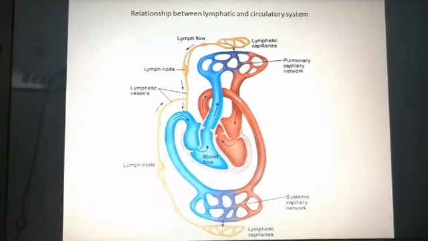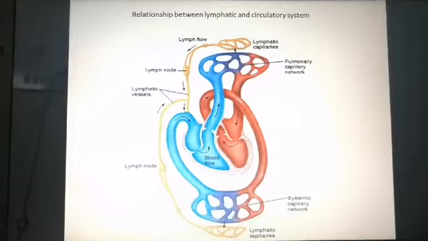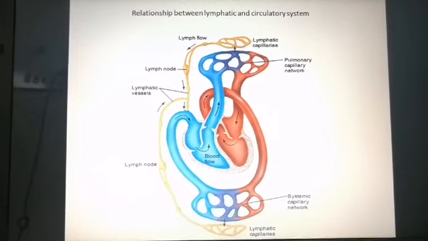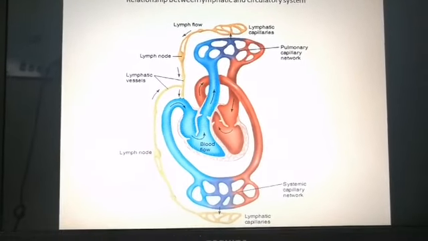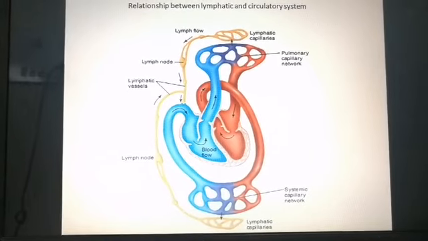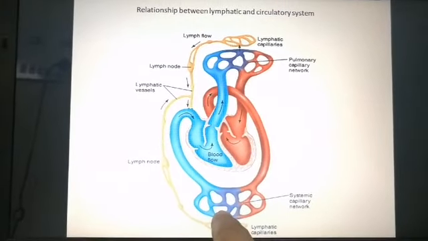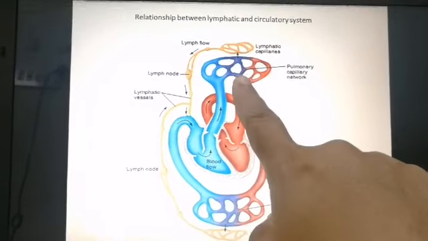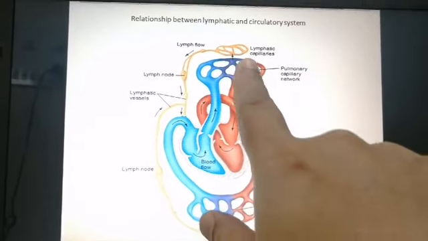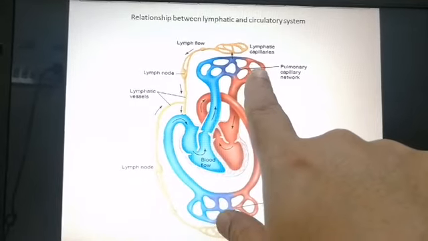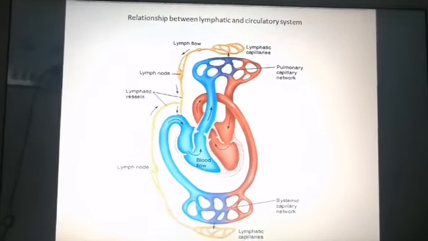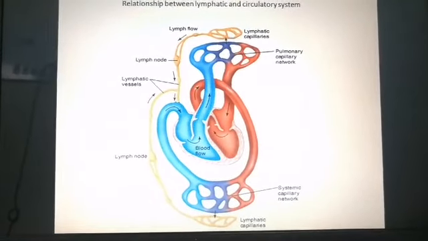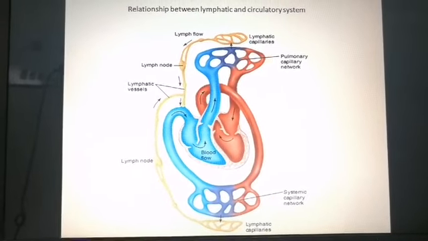There are also lymph capillaries with the pulmonary capillaries, and on the lower side, with the systemic capillaries. On the upper side there is interaction of lymphatic capillaries with pulmonary capillaries, and on the lower side there is interaction of lymphatic capillaries with the systemic capillary network.